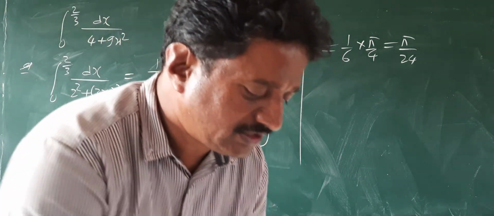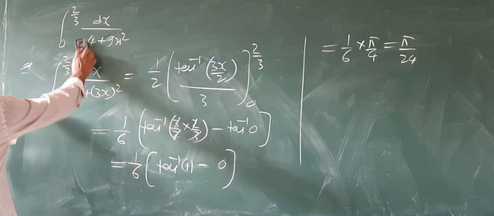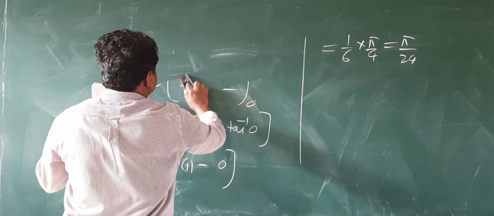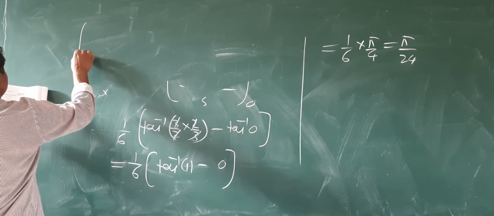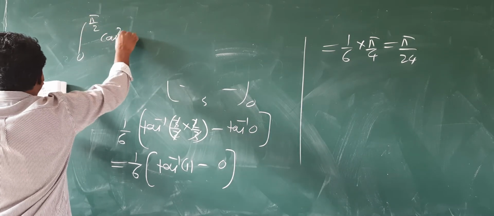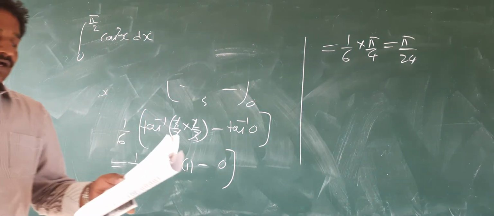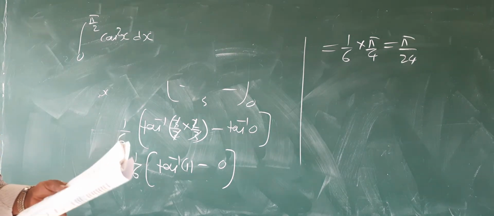So the next question is: solve the integral from 0 to pi by 2 of cos square x dx. Solve that.